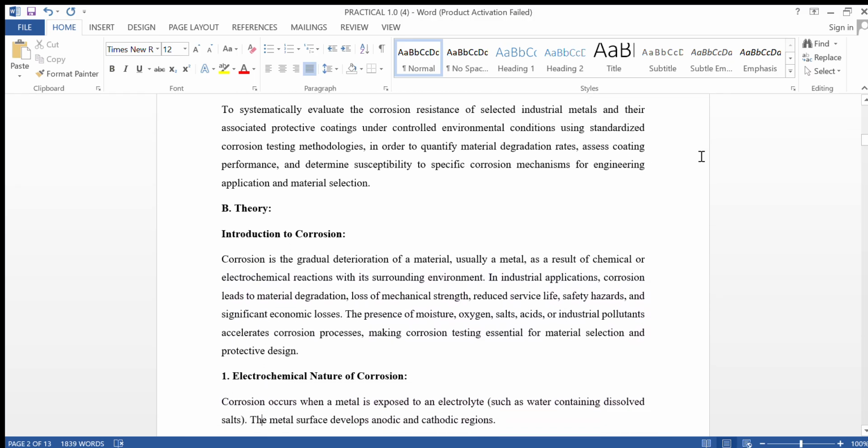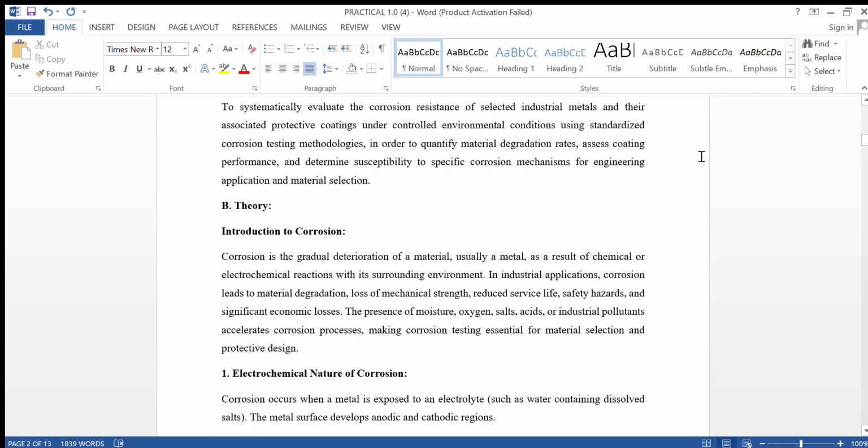Theory. Introduction to corrosion. Corrosion is the gradual deterioration of a material, usually a metal, as a result of chemical or electrochemical reactions with its surrounding environment. In industrial applications, corrosion leads to material degradation, loss of mechanical strength, reduced service life, safety hazards, and significant economic losses. The presence of moisture, oxygen, salts, acids, or industrial pollutants accelerates corrosion processes, making corrosion testing essential for material selection and protective designs.